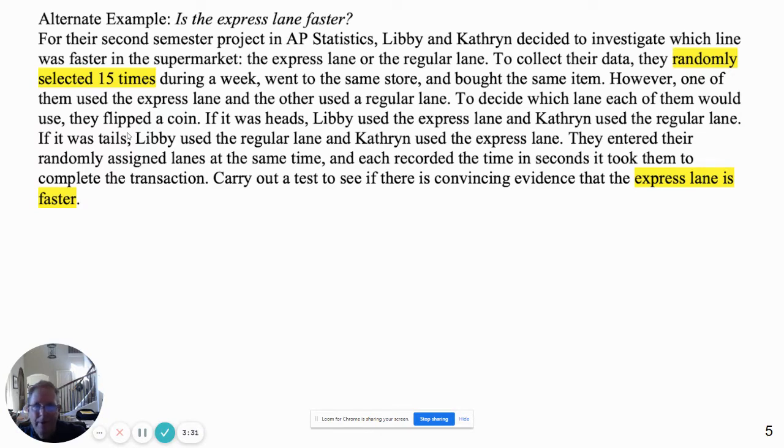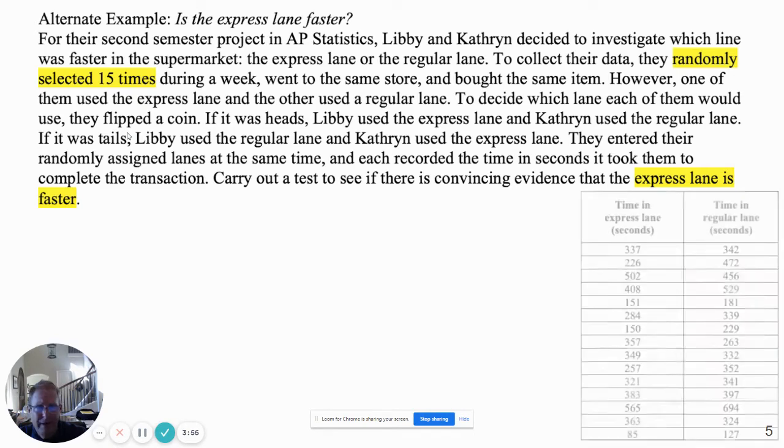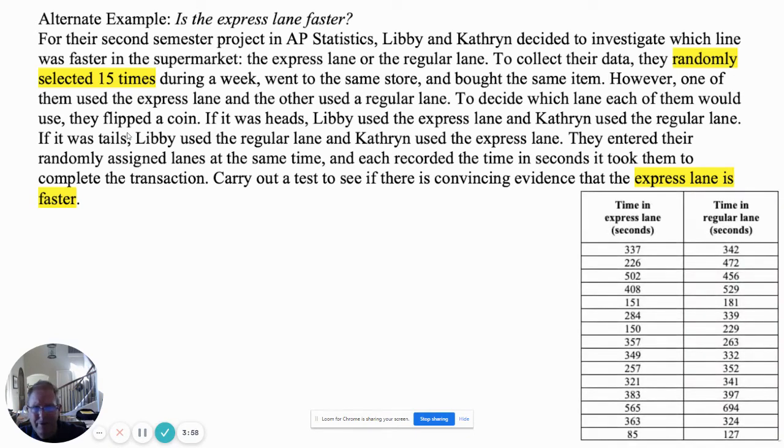They entered their randomly assigned lanes at the same time and each recorded the time in seconds it took them to complete the transaction. So the question is, carry out a test to see if there is convincing evidence that the express lane is faster. Since we're looking to see whether the express lane is faster, I know that this is going to be a one-tailed test. Problems like this will also give us data. Unless they tell us the mean and standard deviation and the number in our sample, they're going to have to give us some data. And here's our data.